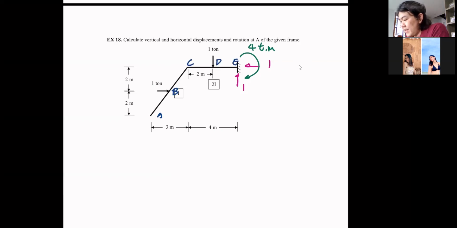Okay, and you can see that this load is not perpendicular to your member. Be careful. We need the one perpendicular to the member. And what do we need to do here? It says that we need to calculate vertical and horizontal displacement and rotation at A. So wow, it's like 3 more things. So this is the example, just fine, right? So let's say we have this.